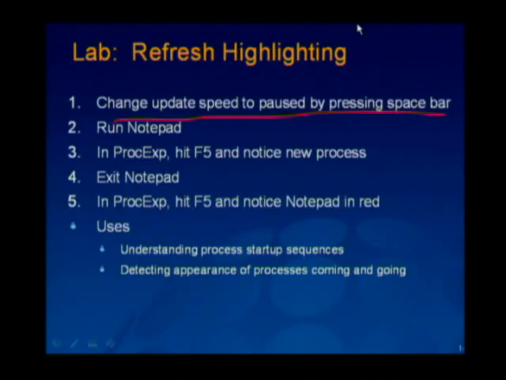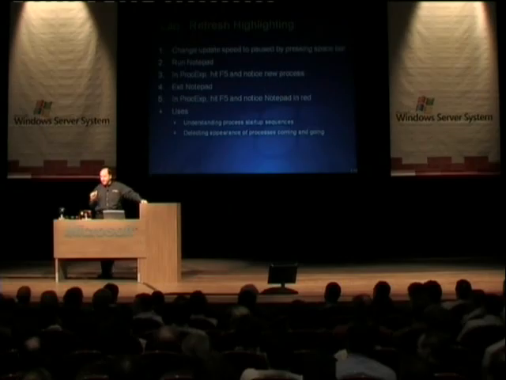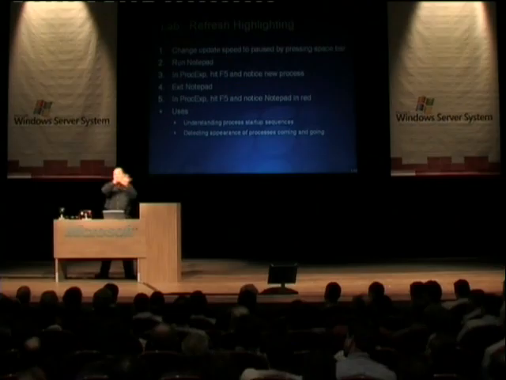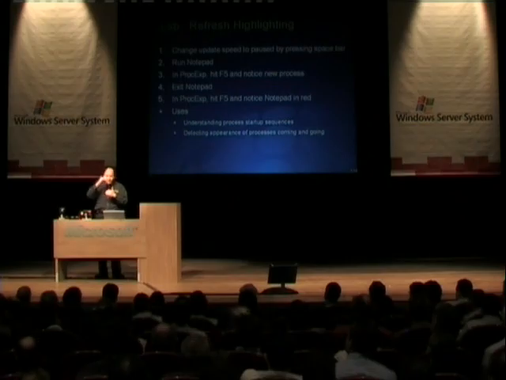Now, of course, if a process starts and exits between the refresh, Process Explorer is not going to show it. Anybody know of a way to trace, to actually get a trace of process birth and death? Which is not what Process Explorer is doing. Process Explorer is looking at the list, and then 1 second later looking at the list. Anybody know a way to get actually a record of every process birth and death, a trace?